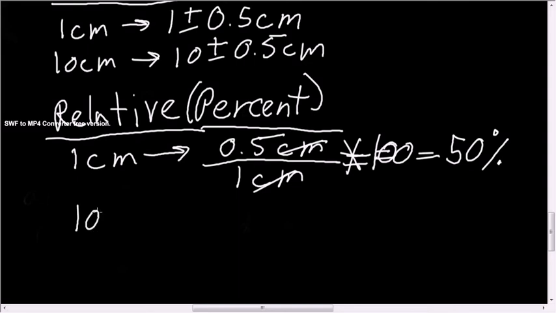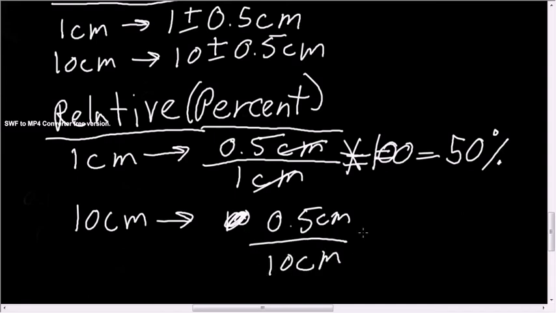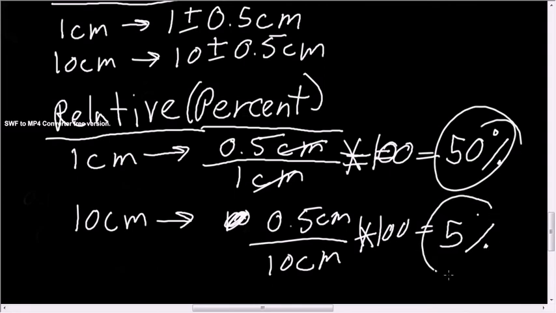Whereas if I was measuring 10 centimeters with this ruler, I would say 0.5 centimeters over a total measurement of 10 centimeters times 100 is only 5%. Okay? So when we use this ruler to measure 1 centimeter, it's way less accurate, or way less precise, than when we use it to measure 10 centimeters, due to the fact that a larger percentage of the measurement is made up of uncertainty.